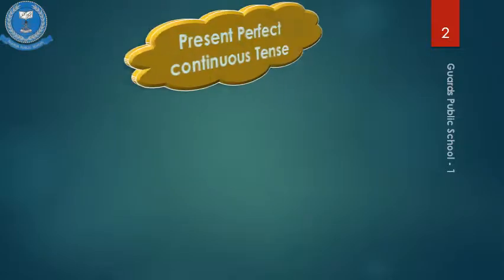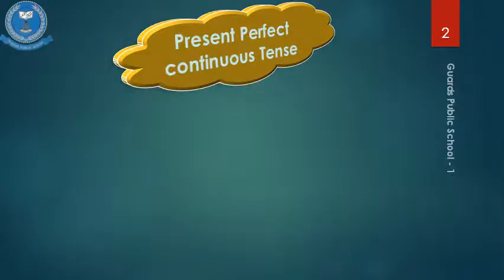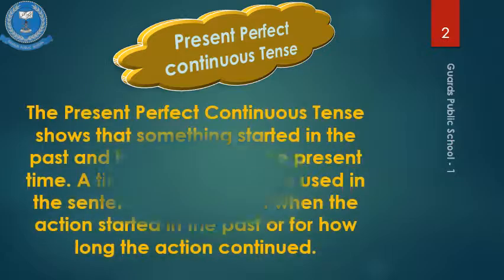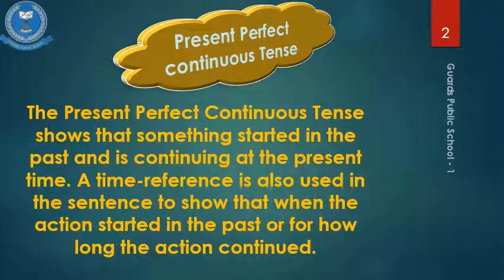Our new topic is present perfect continuous tense. The present perfect continuous tense shows that something started in the past and is continuing at the present time. A time reference is also used in the sentence to show when the action started in the past or for how long the action continued.